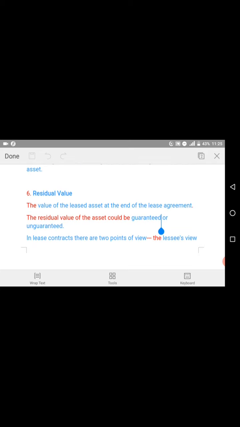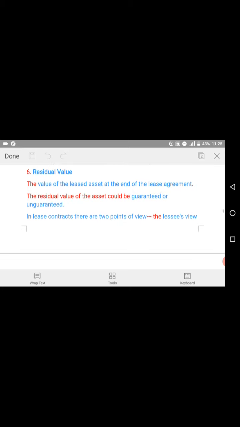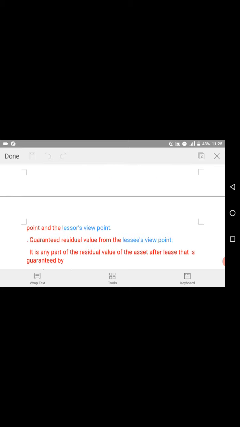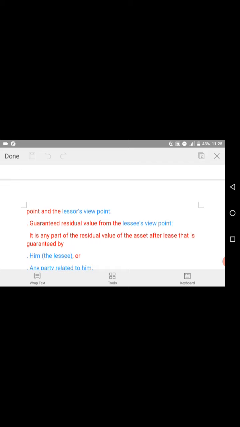In lease contracts, there are 2 points of view. The first is the lessee's view, and the second is the lessor's point of view. Two parties come to make an agreement, and both of them have two views concerning the agreement. Now, the guaranteed residual value from the lessee's point of view, from the person who is obtaining the asset and paying periodic cash to the lessor.